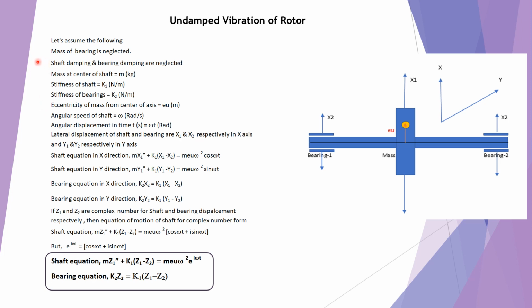Let us assume the following: the mass of the bearing is neglected, shaft damping and bearing damping are neglected, the mass at the center of the shaft is m kg, the stiffness of the shaft is k1 Newton per meter, the stiffness of the bearing is k2 Newton per meter, the eccentricity of mass from the center of axis is e_u in meter, the angular speed of the shaft is omega radian per second, the angular displacement in time t is omega t radian, and the lateral displacements of shaft and bearing are x1 and x2 respectively in the x-axis and y1 and y2 respectively in the y-axis.